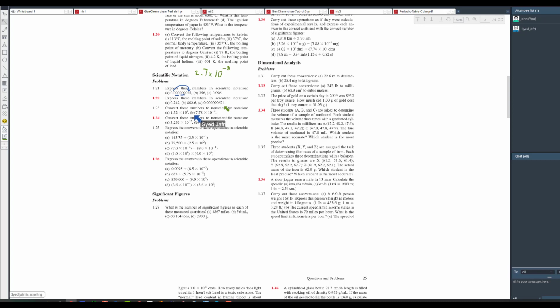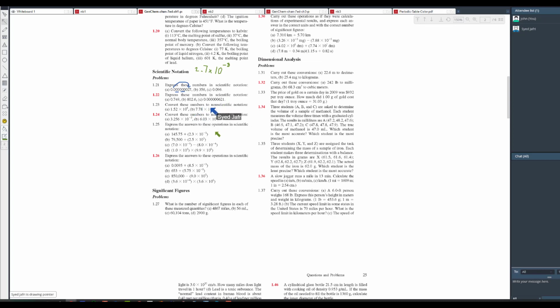Okay, convert these numbers to non-scientific form, like the standard form. So this is 0.23. We got the positive 4 power, so because of the positive 4 power, you move the decimal 4 positions to the right.